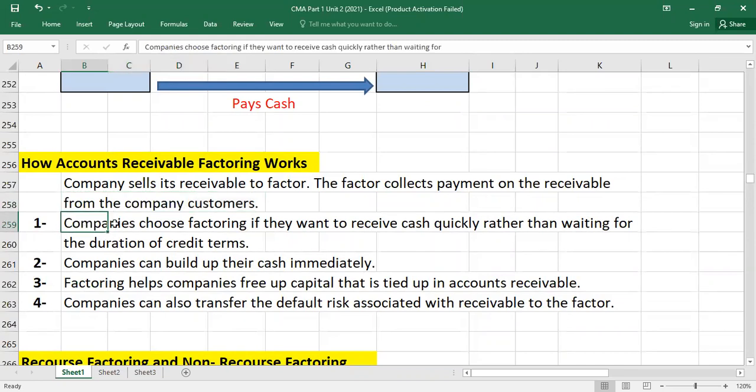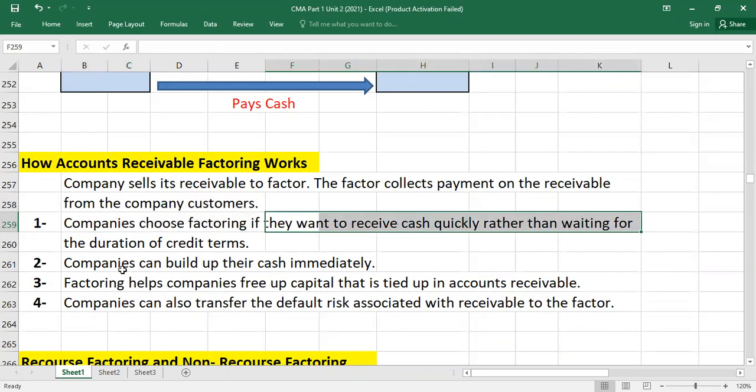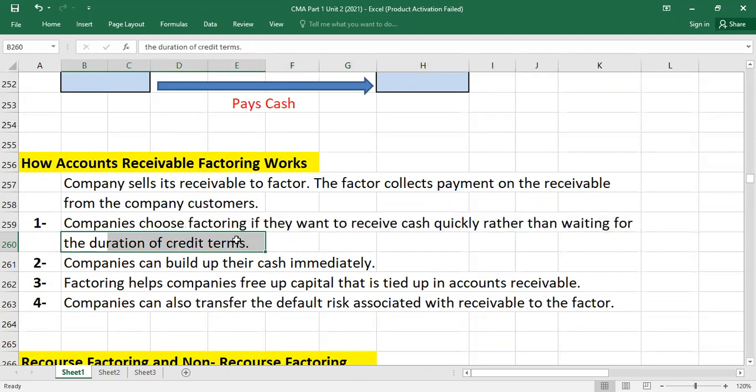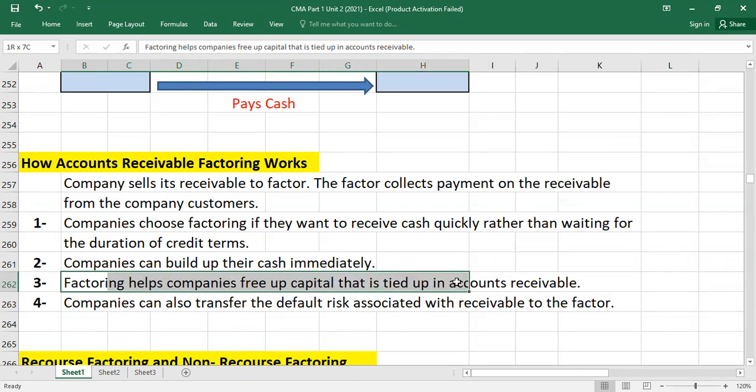Point number two, companies choose factoring if they want to receive cash quickly rather than waiting for the duration of the credit terms. As I told you, if you make sales on credit for 3 months, maybe you cannot wait for 3 months, you need cash immediately, so you can go for the factoring arrangement. Then companies can build up their cash immediately. The next point, factoring helps companies free up capital that is tied up in accounts receivable. Whatever money is stuck in the shape of receivables, you can free up that capital.